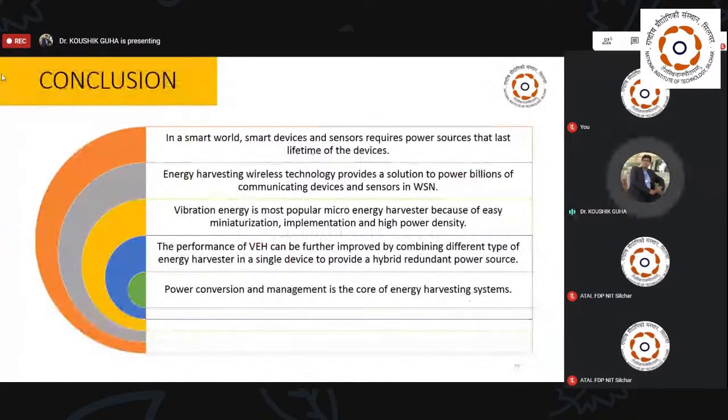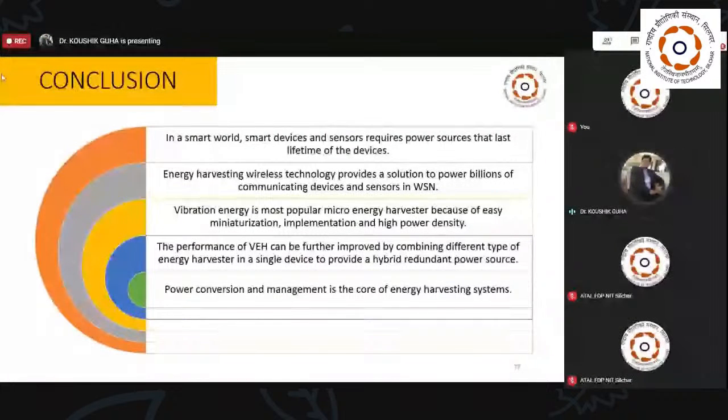So in conclusion, we can say that in a smart world, smart devices and sensors require power sources that last the lifetime of the devices. Energy harvesting wireless technology provides a solution to power billions of communicating devices and sensors in WSN. The performance of energy harvesters can be further improved by combining different types of energy harvesters in a single device to provide a hybrid redundant power source.